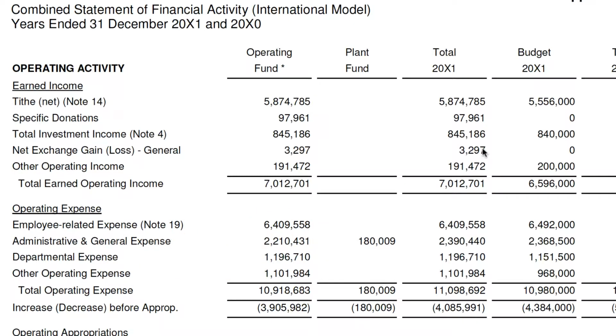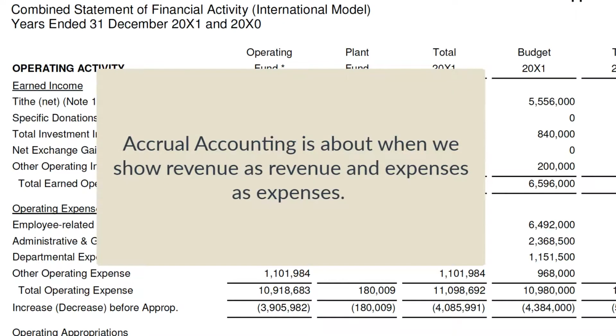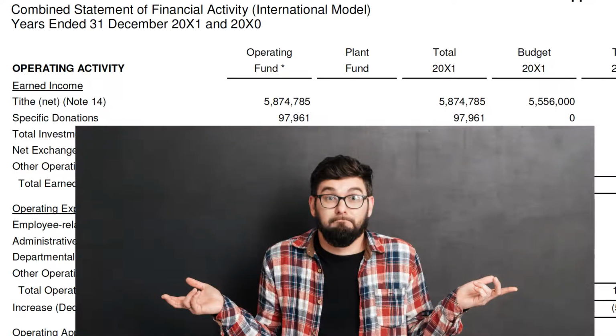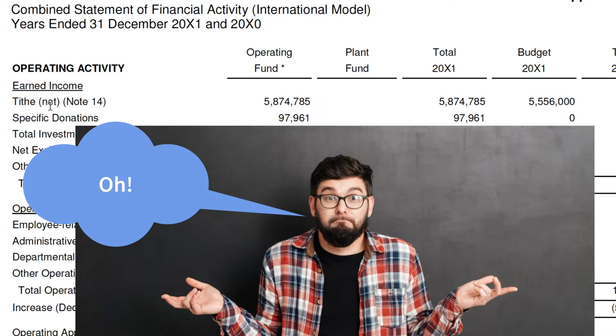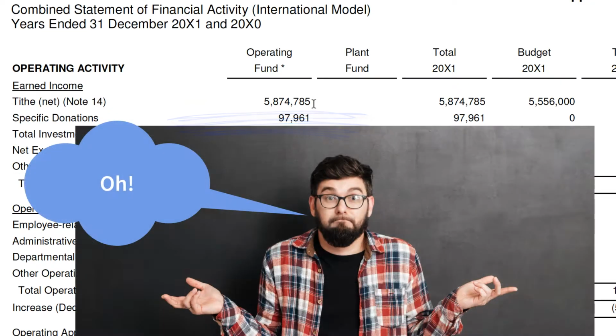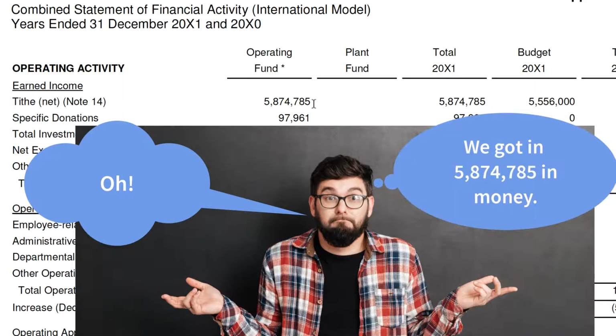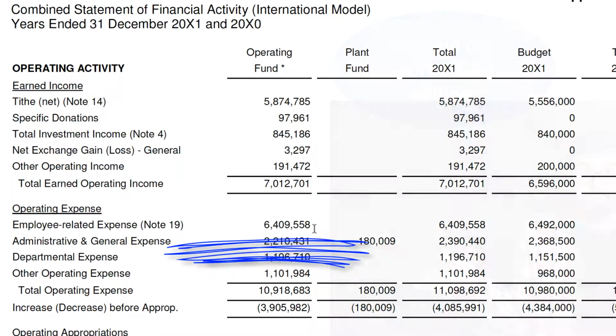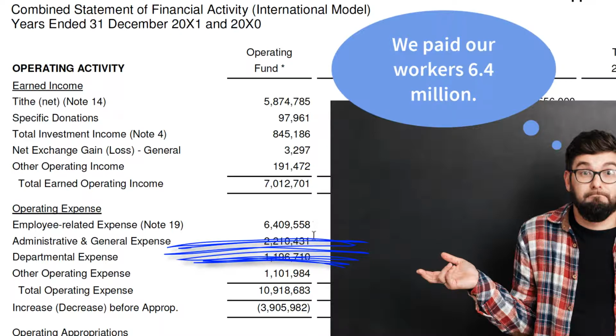Accrual accounting is about when we are going to show revenue as revenue and when we're going to show expenses as expenses. Now, if you are a rookie and you're looking at this for the first time, you say, "Oh, our tithe income was 5,874,785." You would think we brought in that amount of cash in tithe, or we brought in 97,000 in cash donations. And down on the expense side, you say, "Oh, we paid our workers 6,409." Well, unfortunately, that is not correct.